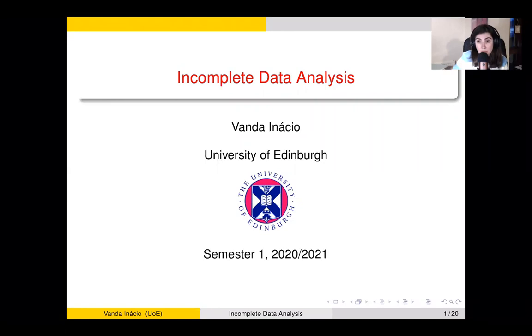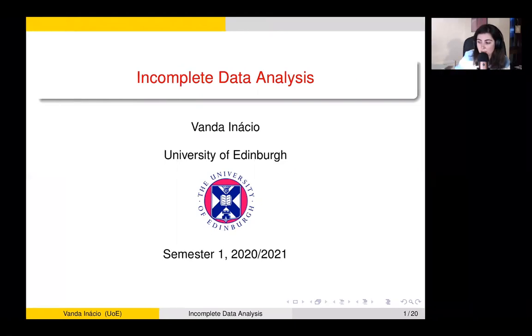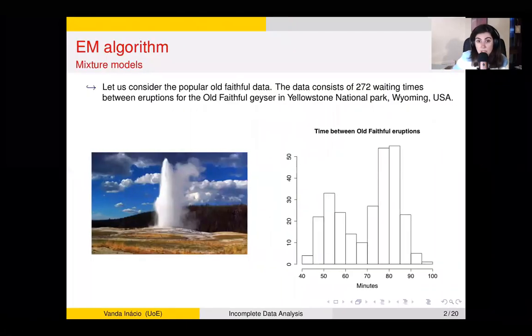In this week we will keep studying the EM algorithm, and we will start by applying it to a problem where in fact the EM shines, to mixture models. So let us start. We will consider a very popular dataset that is available on R, the Old Faithful dataset, and it consists of 272 waiting times between eruptions for the Old Faithful geyser in Yellowstone National Park in the US.